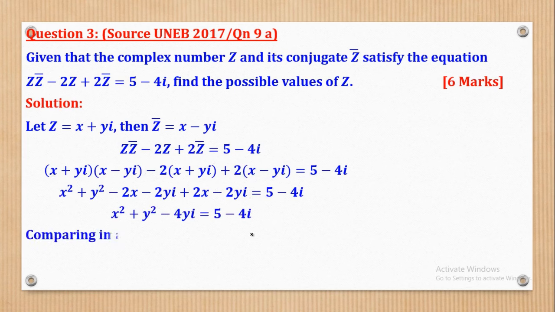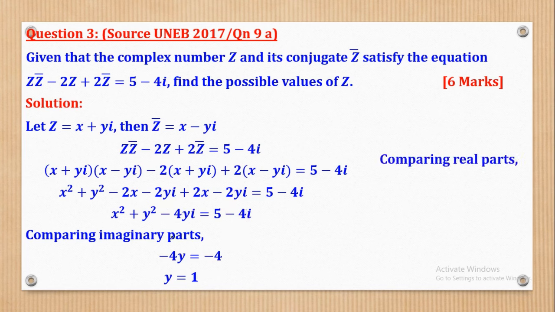Then from there I'll have to compare. So comparing imaginary part implies that this side there is negative 4y and here there is negative 4. So negative 4y equal to negative 4 gives you y as 1. What about when I compare real parts? I'll have here this side should be this and this side should be 5. So x squared plus y squared equal to 5. Substitute for y and be able to get the value of x as plus or minus 2.